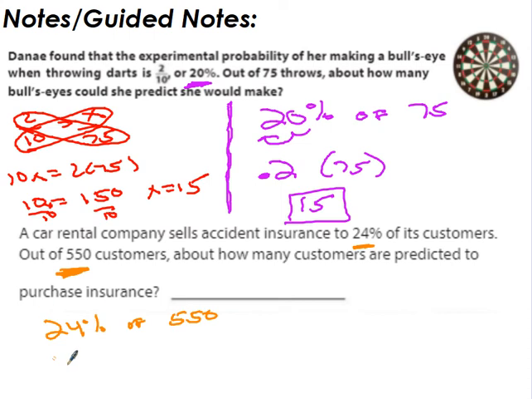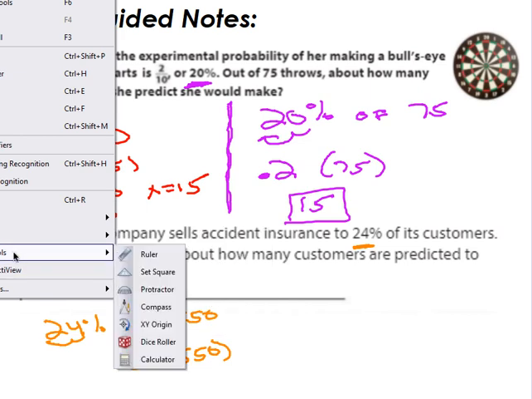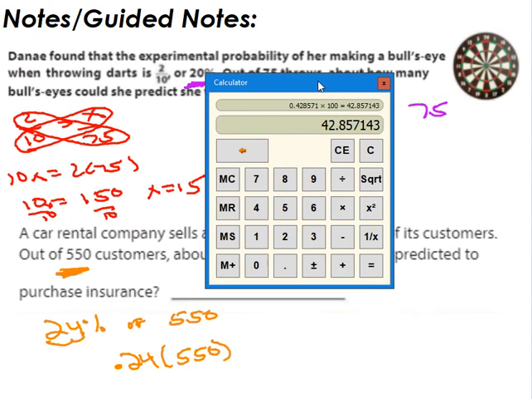Okay. So 24% is 0.24 because I moved my decimal over twice. So it's 0.24 times 550. This is where it's really nice to have a calculator. Let me pull one up for you guys right now. Math Tools calculator. Beautiful. There it is.